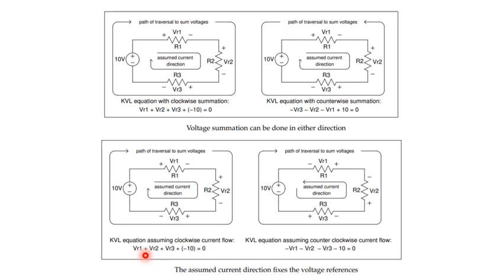Now one more path: the KVL equation assuming counterclockwise current flow. Here the tracing direction is kept as it is, and you reverse the current flow direction. The assumed current direction is reversed here, so all the voltage drops will be negative. You can write minus VR1 minus VR2 minus VR3 minus 10 is equal to 0. So this is a brief idea of how the sign convention is applied for KVL.